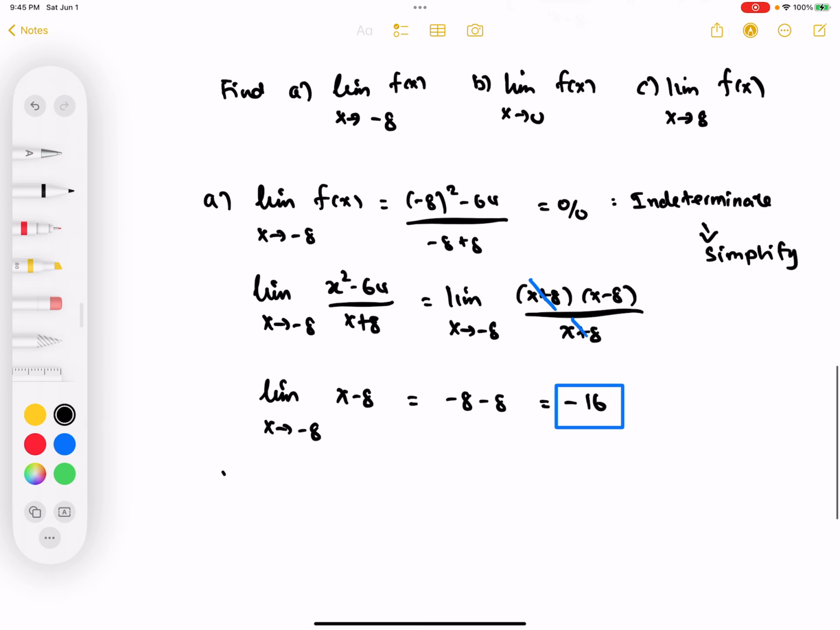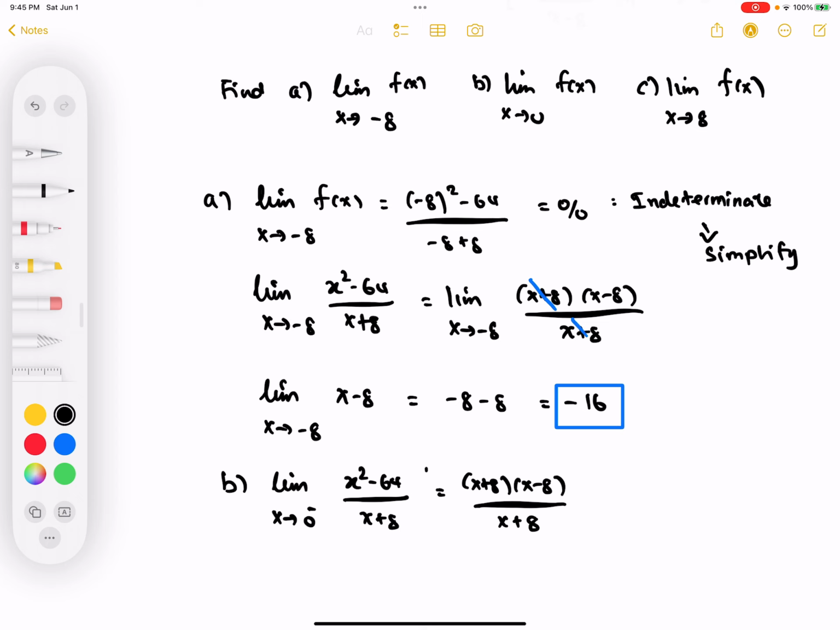At 0, b, you have to check the limit as x approaches 0 from the left side. The piece is this one, x squared minus 64 over x plus 8. This is x plus 8 times x minus 8 over x plus 8, the limit as x approaches 0 from the left side. So this cancels, and again the limit as x approaches 0 from the left side, the remaining is x minus 8, which is negative 8.